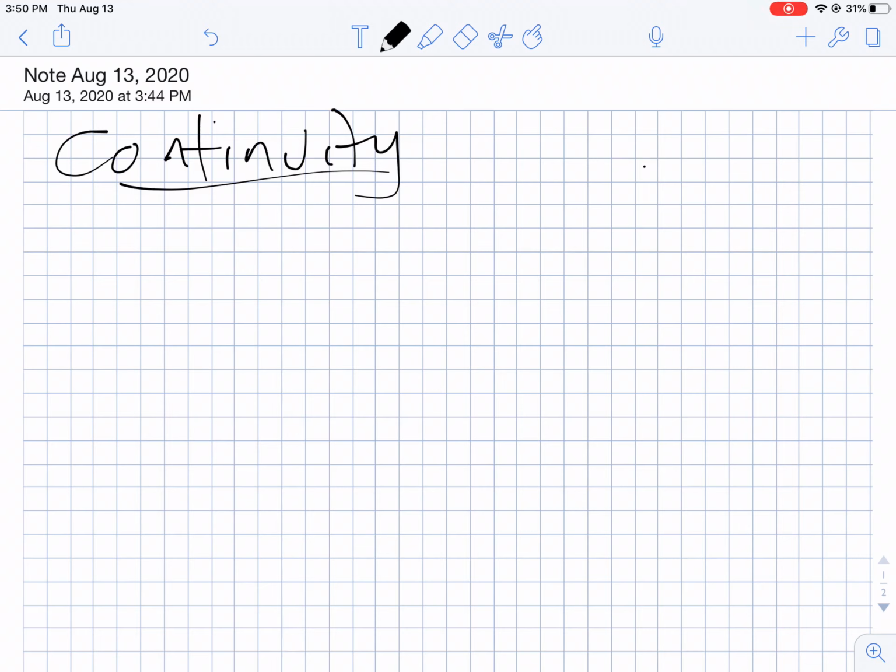Hey guys, so I'm here to talk to you today about the idea of continuity. This is an important definition in a discussion we're going to be using all year. So we're going to define it like this. I'm going to give you a hand-wavy definition, and then I'll give you the more rigorous definition.